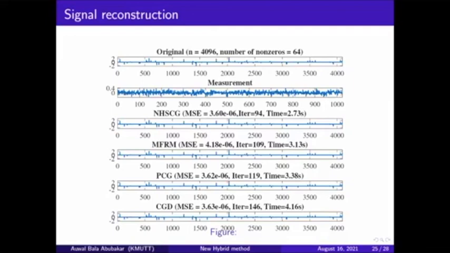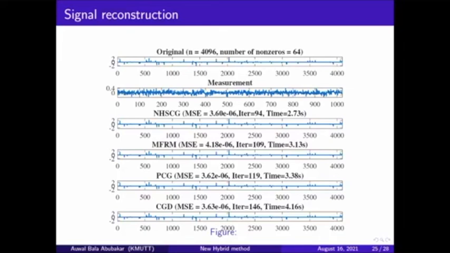The first is the original signal. The second one is the noisy signal. And the last 4 are the recoveries by each algorithm. In the first one, you can see that the MSE of NHSCG is the least, though they are all 10 raised to the power of -6, but it is the least. It recovers the noisy signal back to the original in 94 iterations and 2.73 seconds, while all the others have higher iterations and higher recovery time than this algorithm.